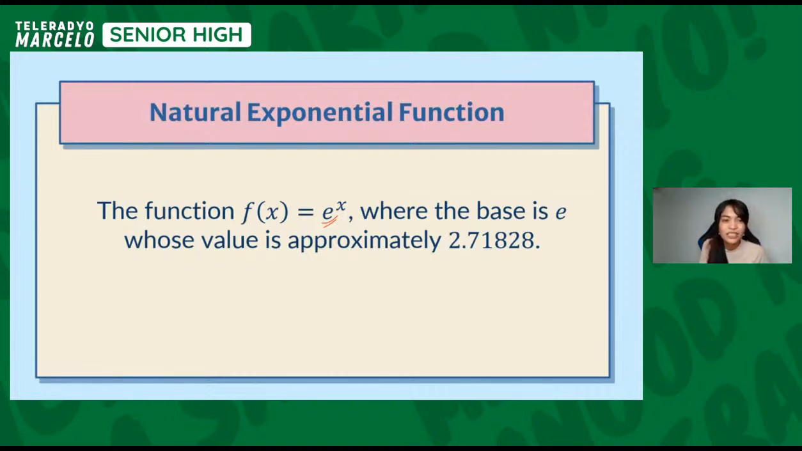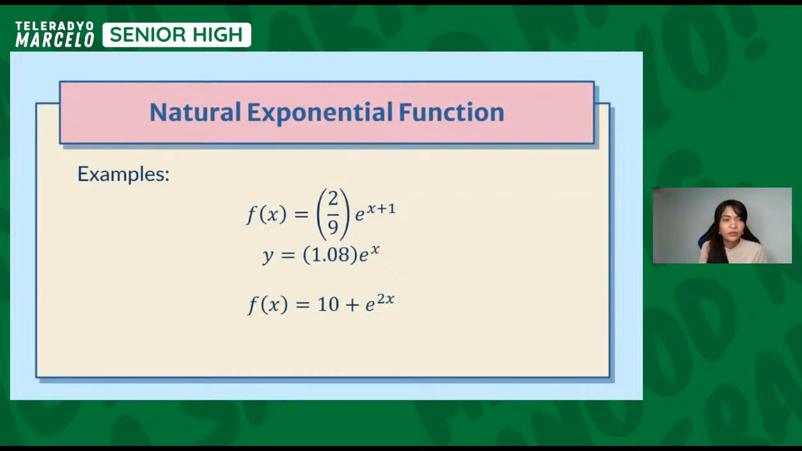So, when you see e as the base of an exponential function, we call that a natural exponential function. For example, we have f of x is equal to 2 over 9 e raised to x plus 1. And we also have y equals 1.08 times e raised to x. And lastly, we have f of x is equal to 10 plus e raised to 2x. So these are all natural exponential functions since they involve Euler's constant.